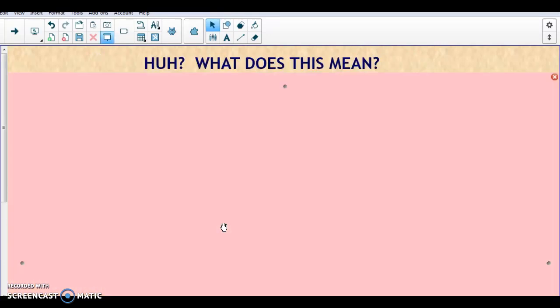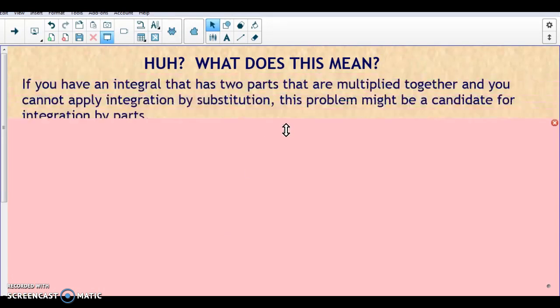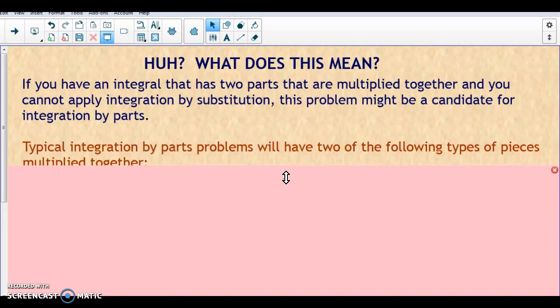It sounds totally strange, and you go, what in the world am I supposed to do with this information? What this means is that if you have an integral that has two parts to it that are multiplied together, that u and that dv, and you can't solve it by integration by substitution like we did yesterday, then you might be able to use integration by parts.